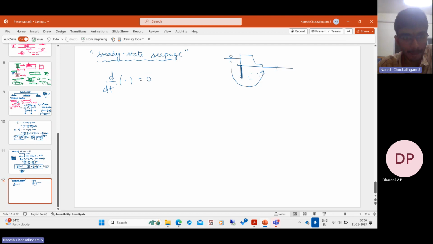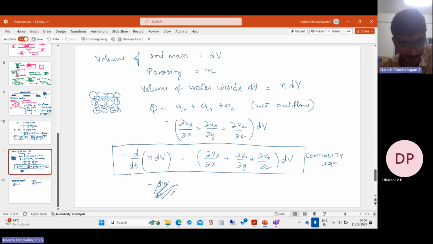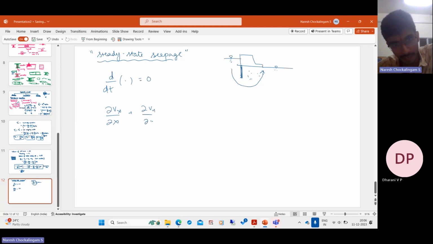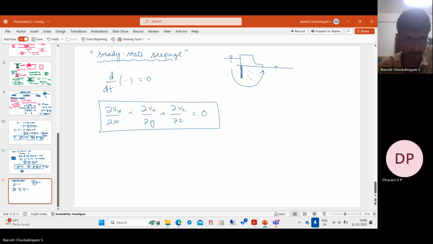Therefore, the left hand side of this equation becomes 0, and you are left with the steady state seepage equation in 3D, which is ∂Vx/∂x plus ∂Vy/∂y plus ∂Vz/∂z is equal to 0. This is a steady state seepage equation. Again, this holds always. There is no doubt about this. But how do we determine the velocity? So the next part is Darcy's law.